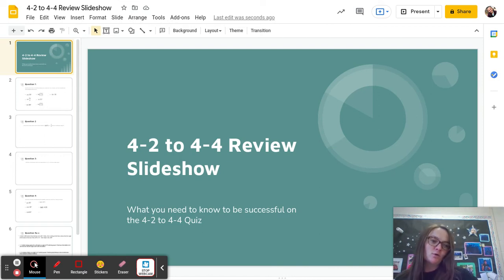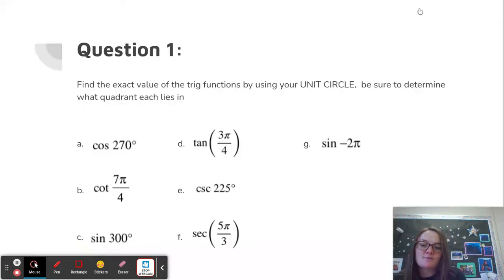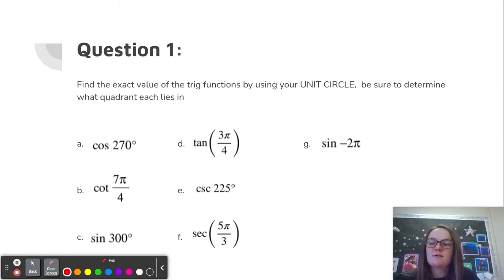Okay, so today we're going to go over all the concepts that you need to know for the 4-2 through 4 quiz. So let's go ahead and start with the first couple of questions. The first couple of questions say find the exact values of the trig functions by using your unit circle. So you are going to use your unit circle for a good bit of this quiz. You do have your calculator, but your unit circle is going to give us the exact value.